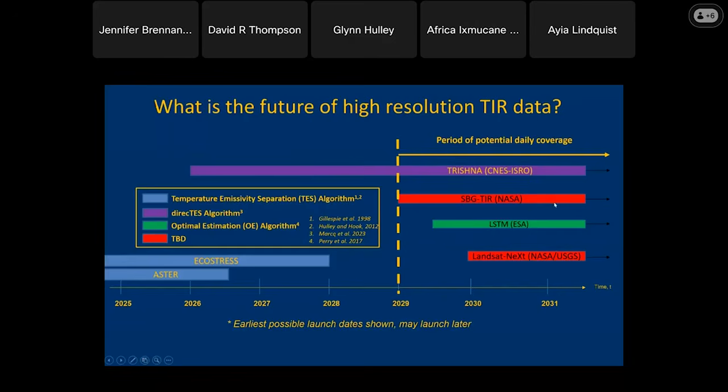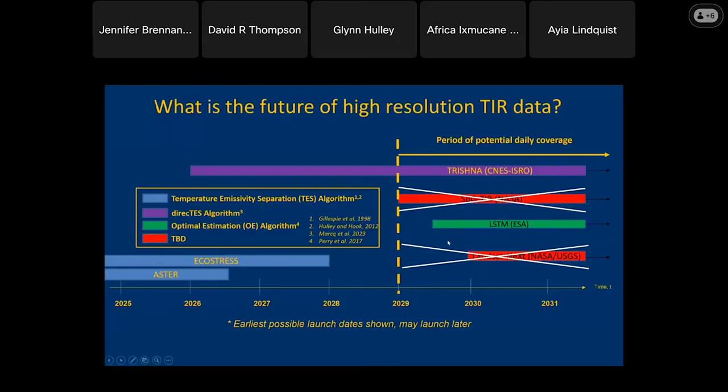From NASA, we had SBG-TIR and Landsat Next. However, from the last president's budget, it seems that those are probably unlikely, although they could be delayed. We just don't have enough information right now. An additional instrument from ESA called LSTM will launch in the late part of the decade and may consist of 2 different sensors with a 50-meter thermal resolution with about 5 thermal infrared bands.